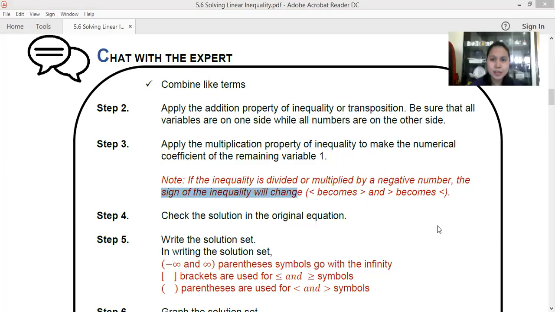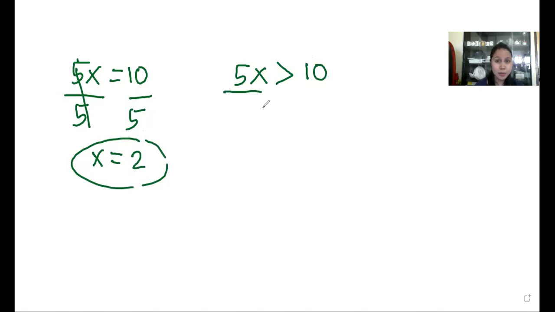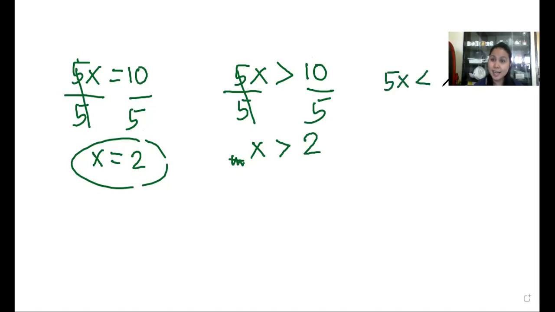Let me give you an example. In an equation, if we have 5x = 10, when we divide both sides by 5, we just copy the equal sign: x = 2. That is the same in inequalities. For example, we have 5x > 10. How will you solve this? Divide both sides by 5 to make the numerical coefficient of x equal to 1. So we have x > 2. Or if we have 5x < 10, divide both sides by 5. So x < 2.